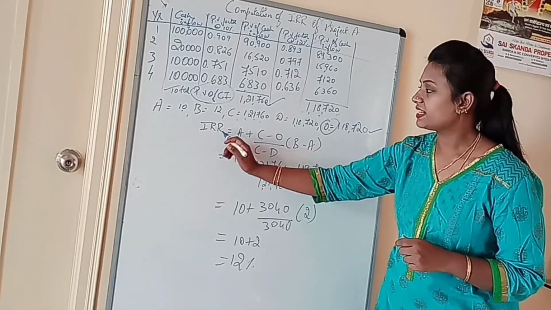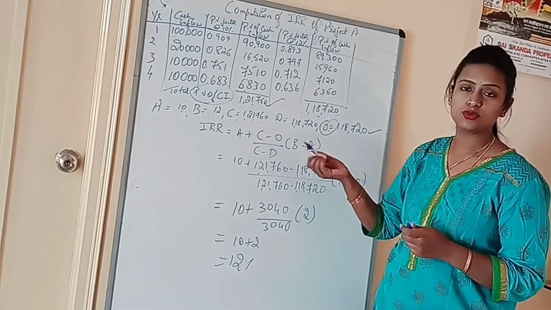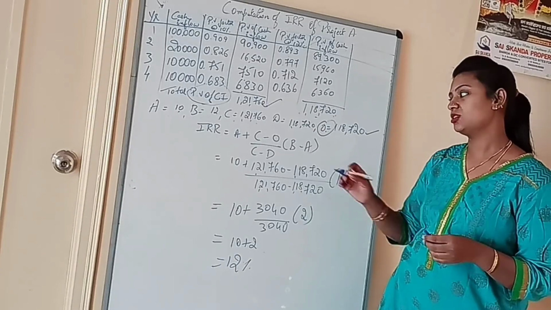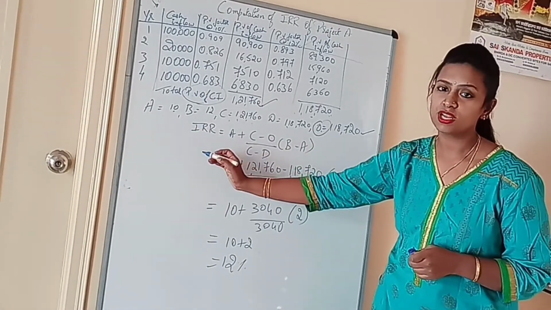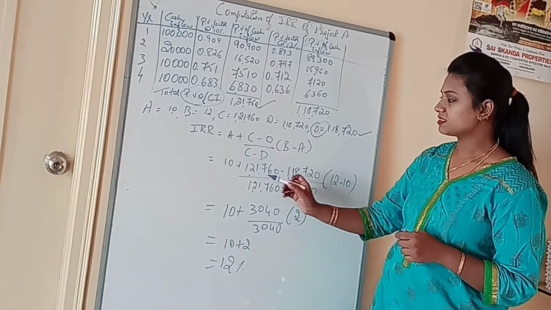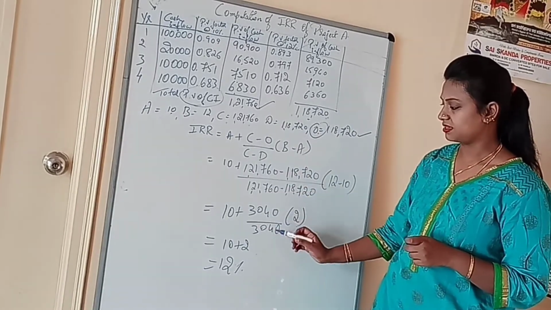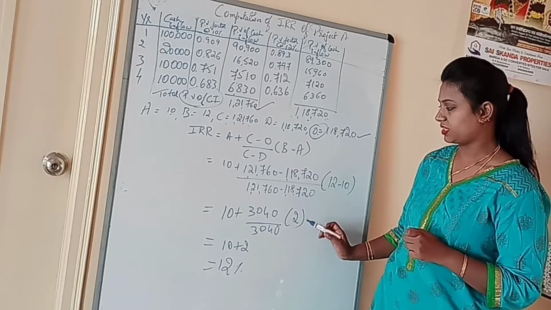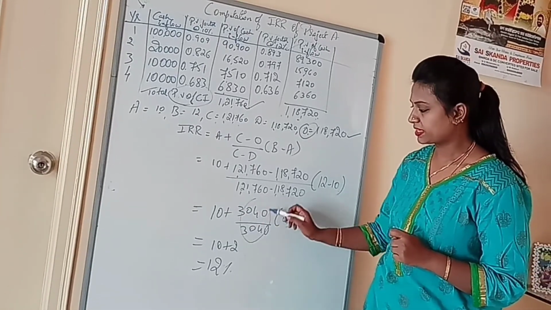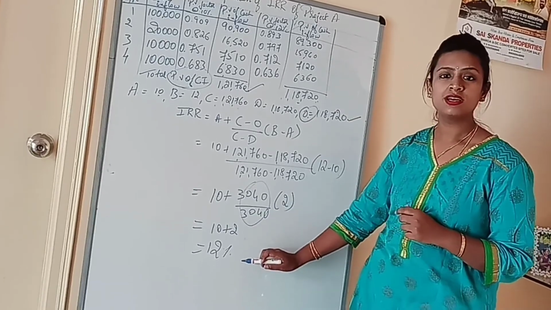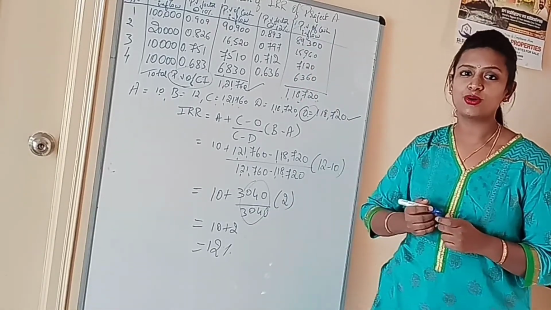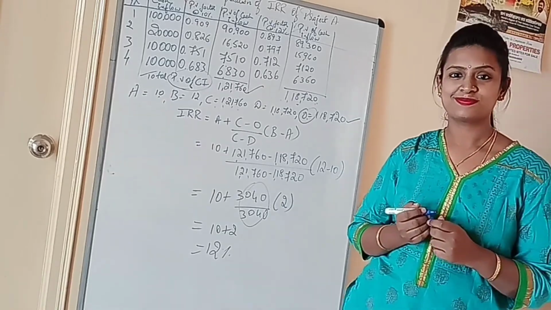So when we calculate IRR, you know the formula: A plus C minus O divided by C minus D into B minus A is the formula to calculate IRR. So when you put all these figures, you will be getting 10 plus 3040 by 3040, into 12 minus 10, which is 2. Okay, so this will become 1. So 10 plus 2 is 12% for project A. Okay, I'll show you how to calculate for project B now.